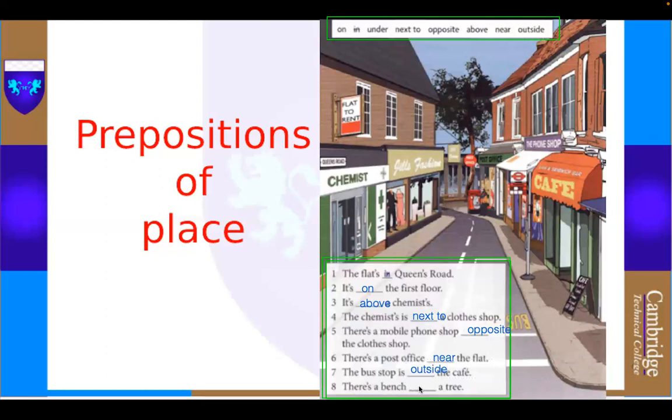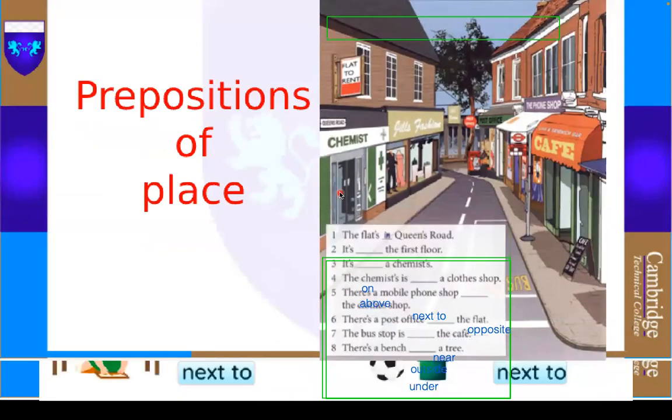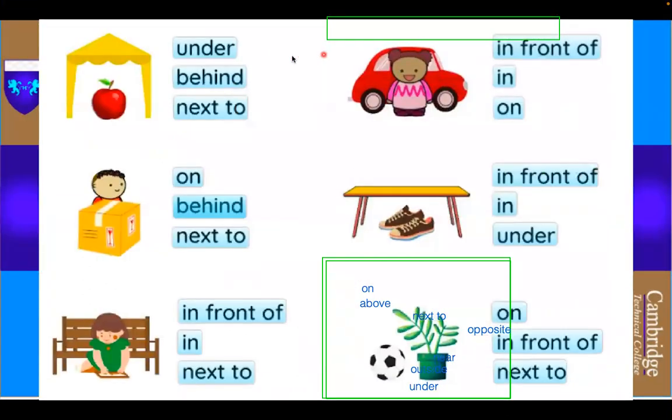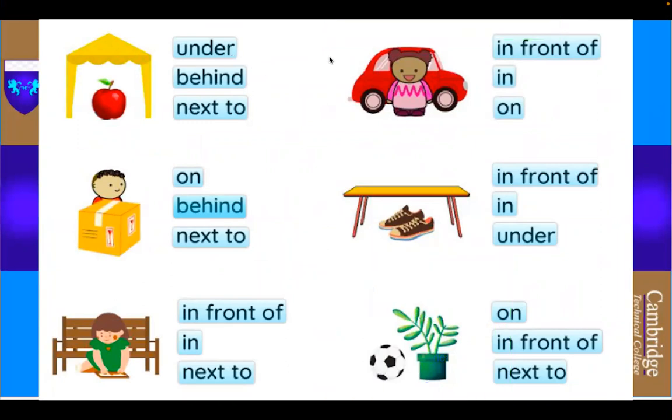Last one. There is a bench under a tree. Under the tree. Very good. Simple. The last one is very easy. Let's do it very quickly. Look at the picture and choose the correct preposition. We have under, behind, next to. What's the answer? Under. Very good.